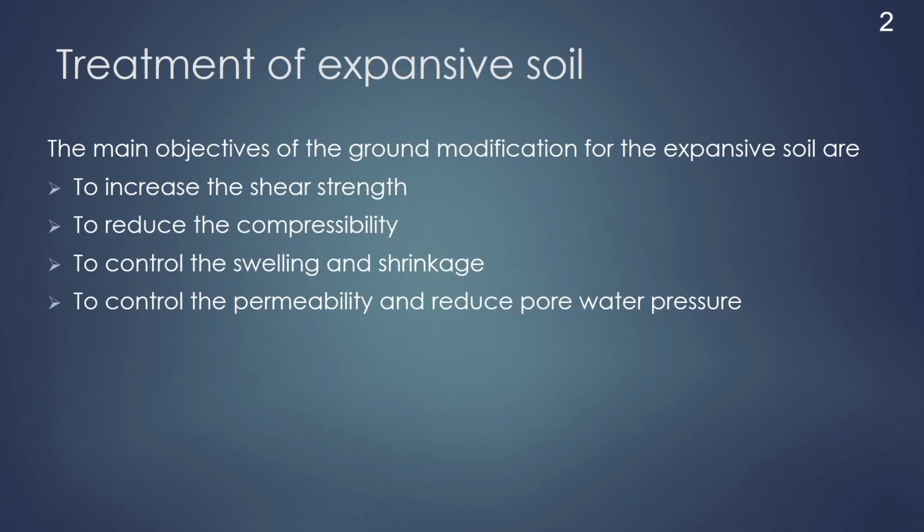As I told you previously also, the main objective of any treatment of an expansive soil is to increase the shearing strength of the soil, to reduce the compressibility, to control the swelling and shrinkage behavior, and to control the permeability and reduce the pore water pressure. So, these are the four main objectives of any treatment method related to an expansive soil. All the methods which we implement in the field should fulfill all these criteria.